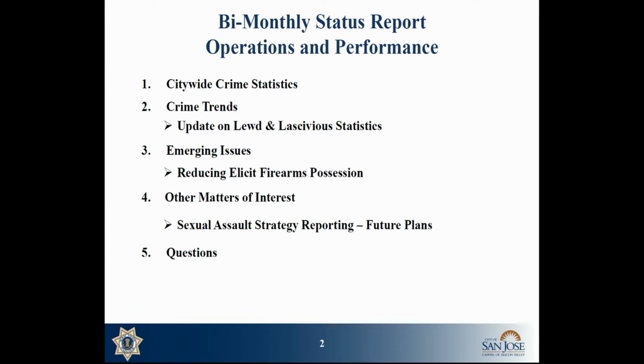So if we look at slide 1, this is just a summary of the items that we're going to cover today in the bi-monthly. We'll start, as we always do, with our citywide crime statistics, and we'll talk a little bit about crime trends, which will include an update on some lewd and lascivious statistics that were asked for at the special meeting last week. Under emerging issues, I'm going to explain a program that we're using to reduce illicit firearms possession in the city. And under other matters of interest, we're going to talk about our future plans for how we're going to report out on sexual assault response strategy during the bi-monthly reports going forward.